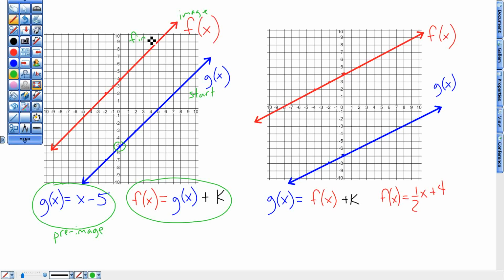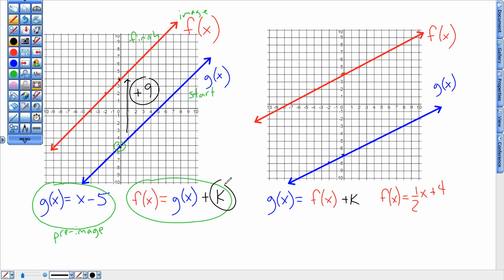So you could see I'm starting down there at -5, where it's crossing the y-axis. Where is it going to get up here to 4? That's going up that y-axis. Count that many boxes. 1, 2, 3, 4, 5, 6, 7, 8, 9. Going up 9. That is the vertical shift. That is your K number. That's the vertical shift number, K.